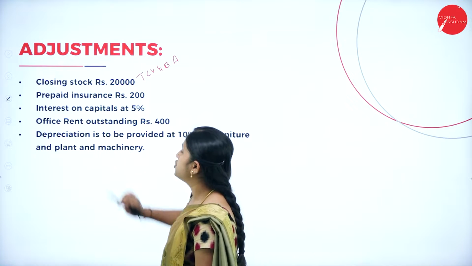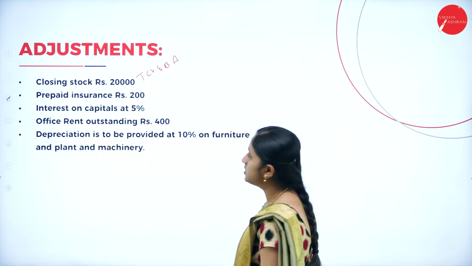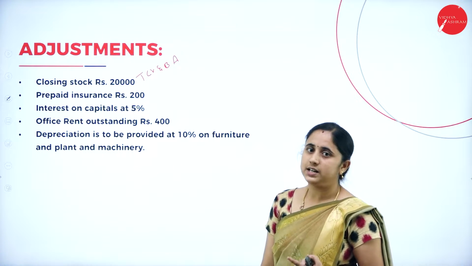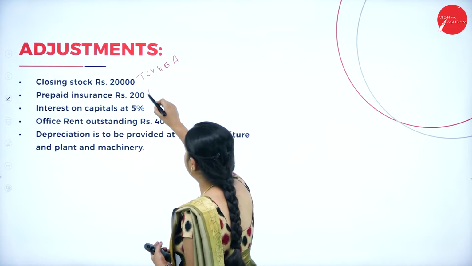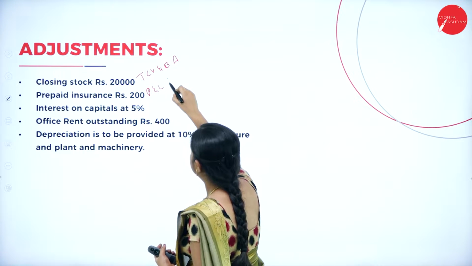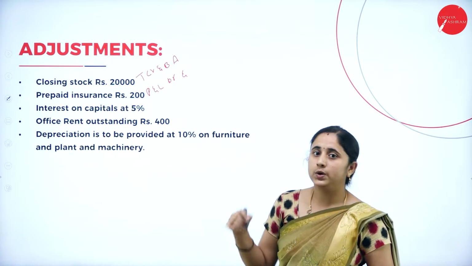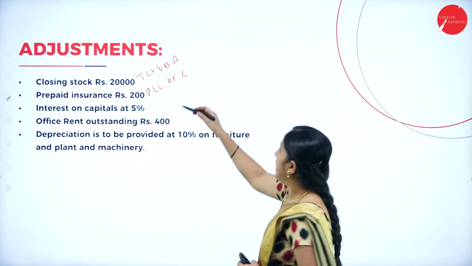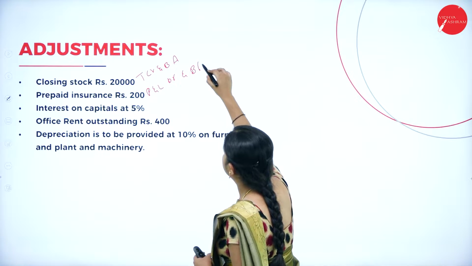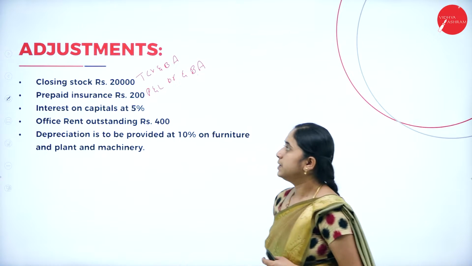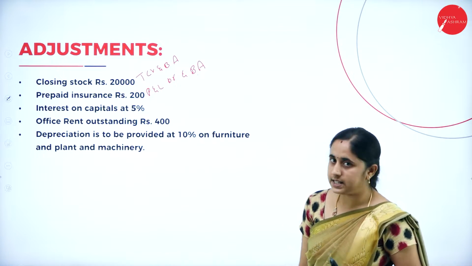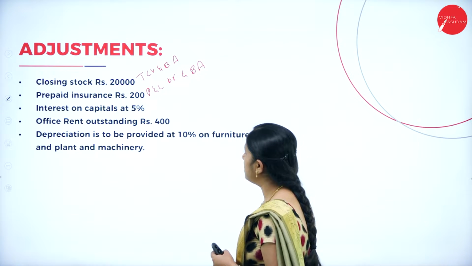Then prepaid insurance. Prepaid insurance is an expense, indirect expense. So profit and loss account, debit side. In profit and loss account, in insurance, you will deduct prepaid insurance, and again in balance sheet, asset side. Prepaid insurance is an asset. So consider it on the asset side, balance sheet.